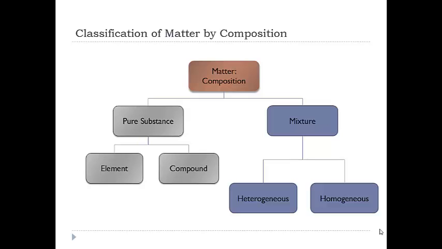So let's look at the classification of matter by composition now. And there are 2 types of matter by composition. One is a pure substance and the other is a mixture. Each of those has 2 different categories of pure substance. We can have an element or a compound, and with a mixture we can have heterogeneous or homogeneous mixtures. So let's start with pure substances.